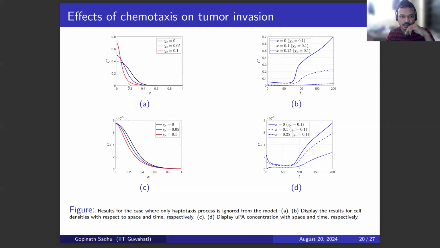And this is given in figure A, and also the time evolution of cancer cell at various locations is given in figure B for various chemotaxis coefficients.